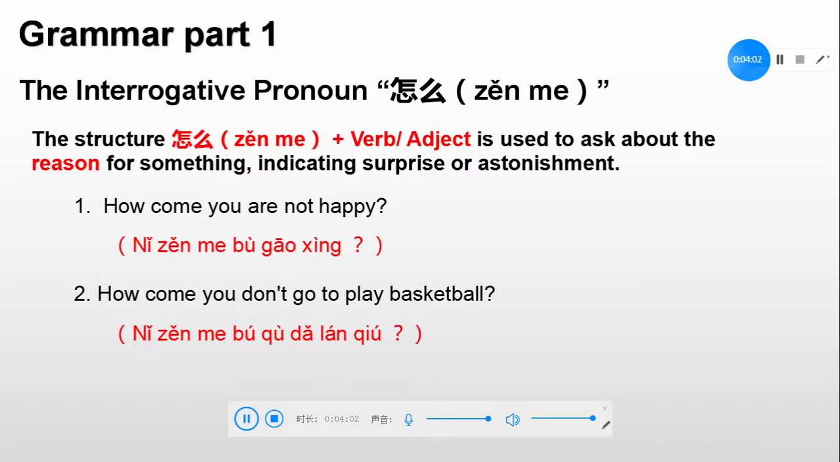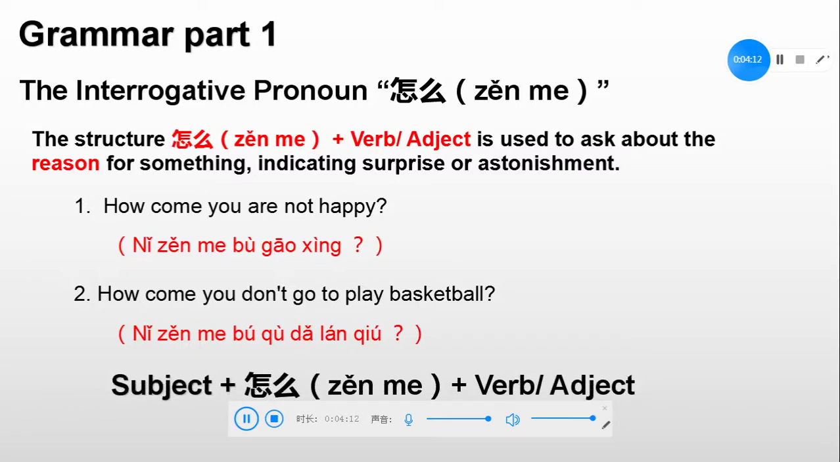So now that we have gone through these two examples, I think we can come to the conclusion of this sentence structure, and that is subject plus 怎么 and then plus a verb or adjective. Okay, and then with a question mark. Of course, this is a question sentence. So subject plus 怎么 and then plus a verb or adjective. Okay.